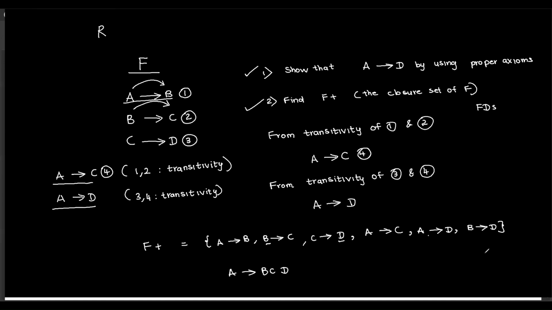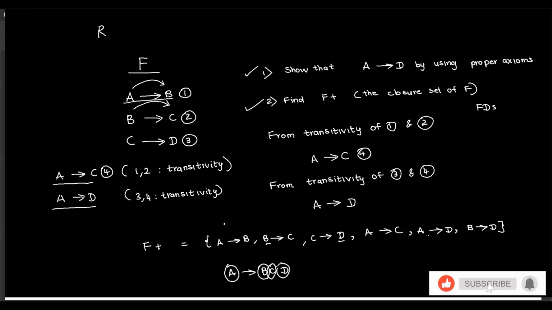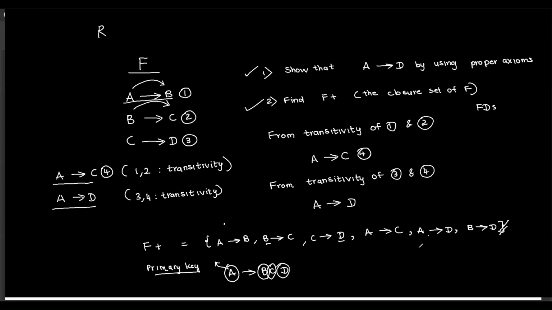So why is deriving this important? See, this set of attributes A actually functionally determines B, C, and D. This means A can be used as a primary key. So you can also mention A functionally determines B, C, D, and we also have B functionally determines C, D. That's also possible. This you can apply.